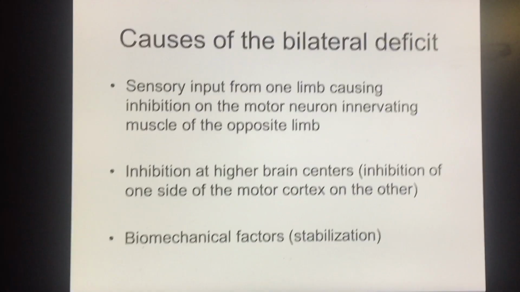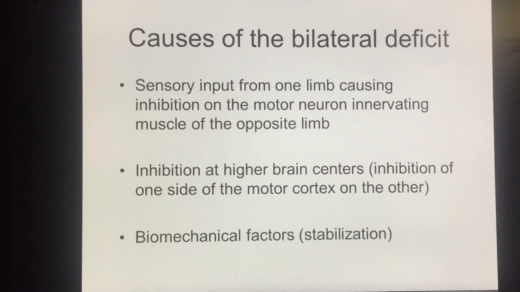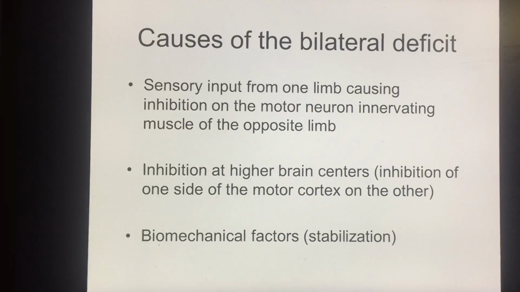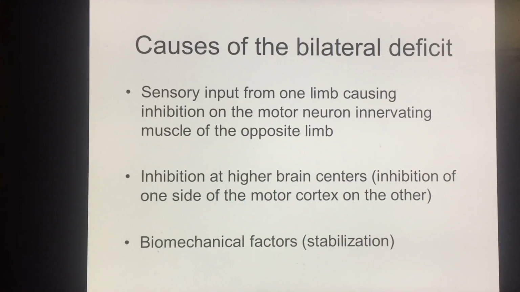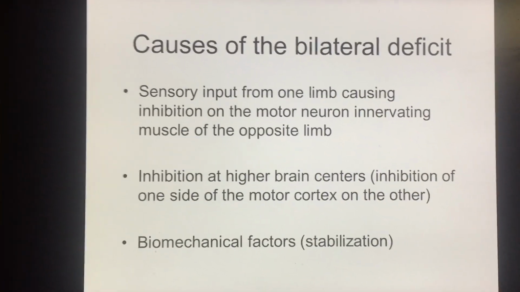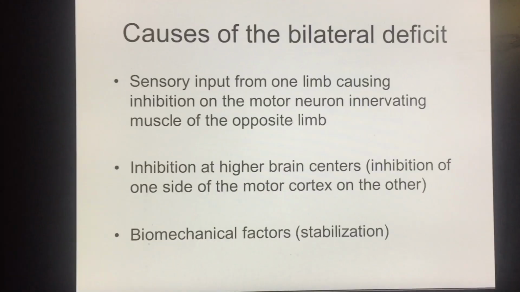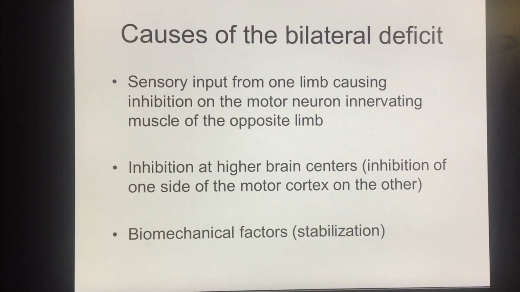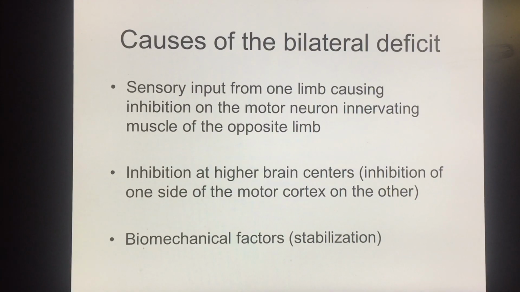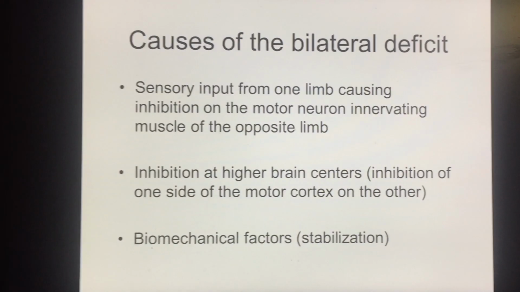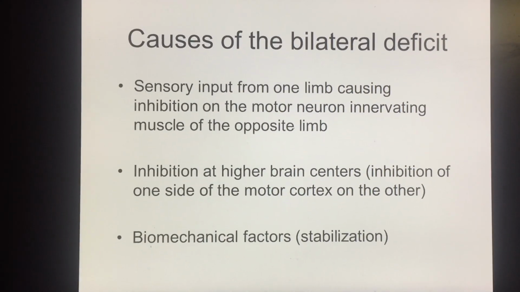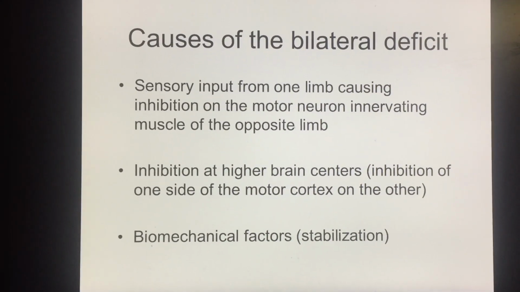Causes of the bilateral deficit, so there are several theories here. One is that when you're contracting bilaterally, there's sensory input from one limb that causes inhibition on the motor neuron innervating the muscle on the opposite limb. Another theory is that there's something going on at the brain center, so there's inhibition of one side of the motor cortex on the other.